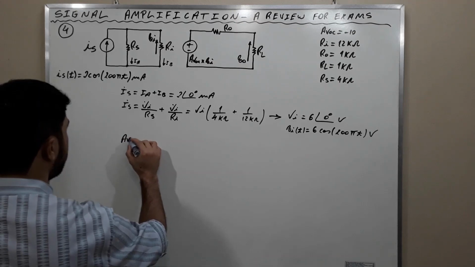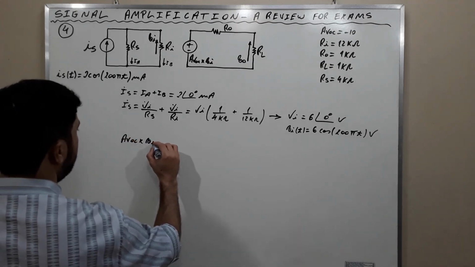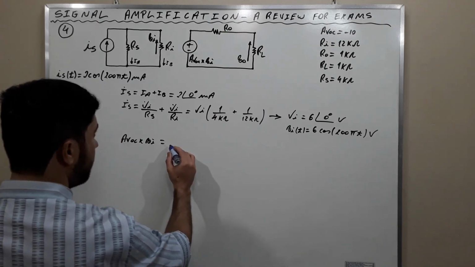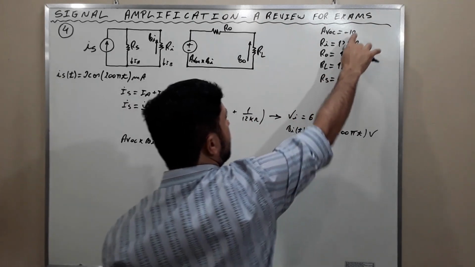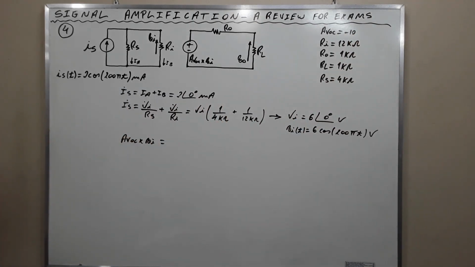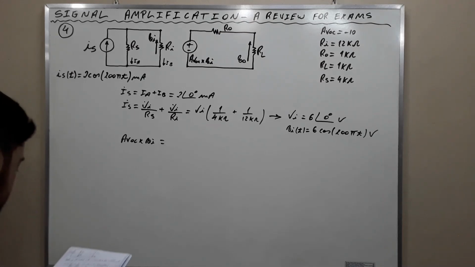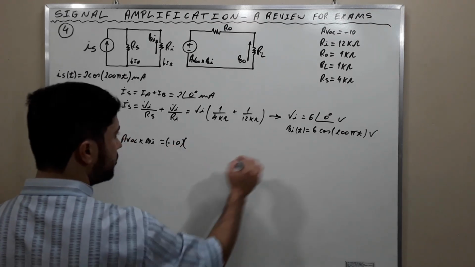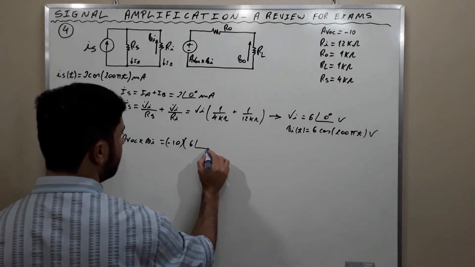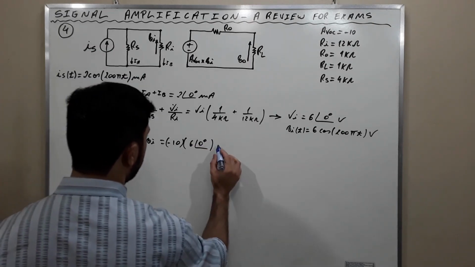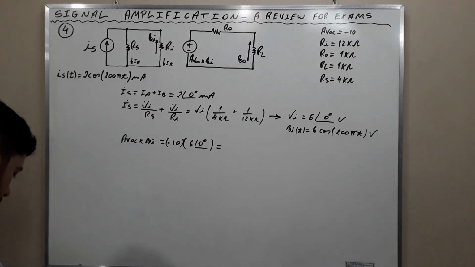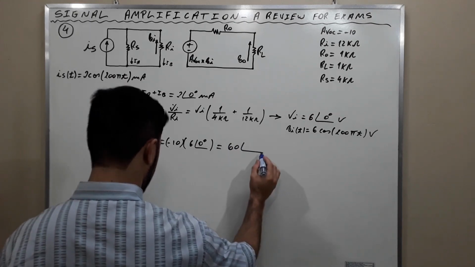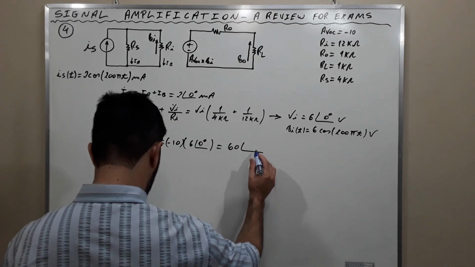AVOC times VI is equal to -10. Okay? This is the amplification factor, -10, times this phasor here, 6 phase 0 degrees, and this gives a voltage of 60 in the phase 180 degrees.